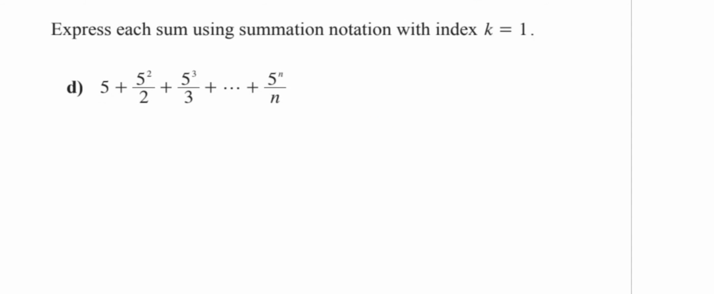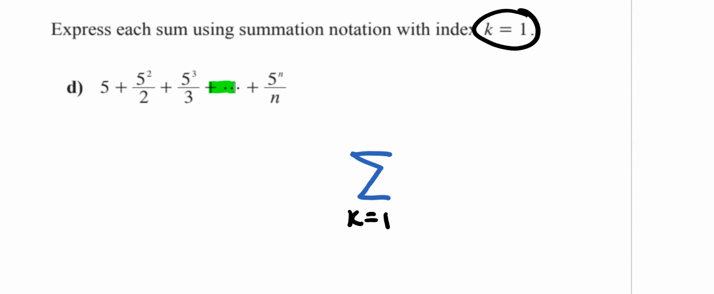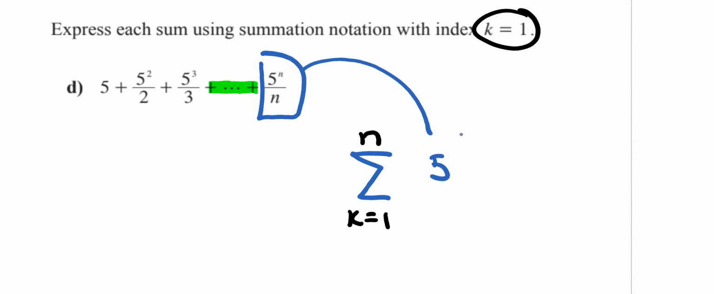Okay, so once again, just to wrap up another one of these summation notation questions, let's do this one very quickly now. So I know that k equals 1. I see a plus dot dot dot, so that's going to be an infinite sequence here. So this stops at the last term, which is n, and we just need to copy this out. So that's going to be 5 to the power of k over k. And that should do it for that particular problem.